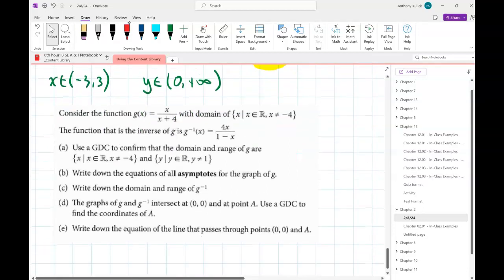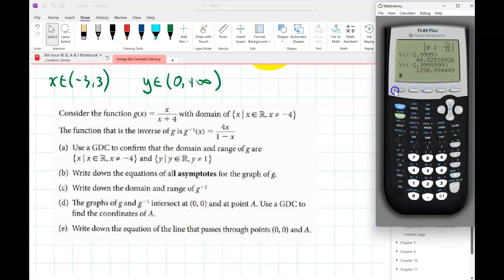All right. You guys remember inverses? Little bit, okay? So here it says that we have the function x over x plus 4, and it has an inverse 4x over x minus 1. It says to use your graphing calculator to confirm that the domain and range of G is as follows. Okay, well, it's fair enough.